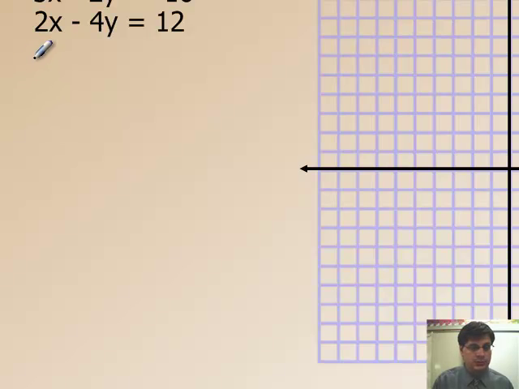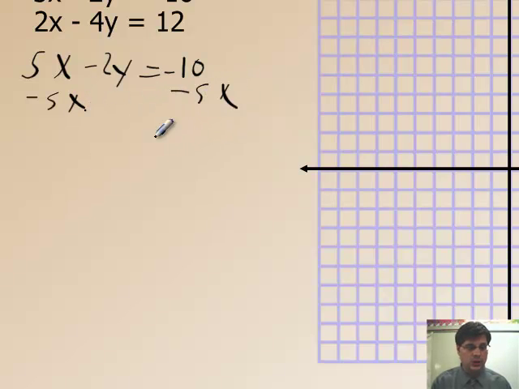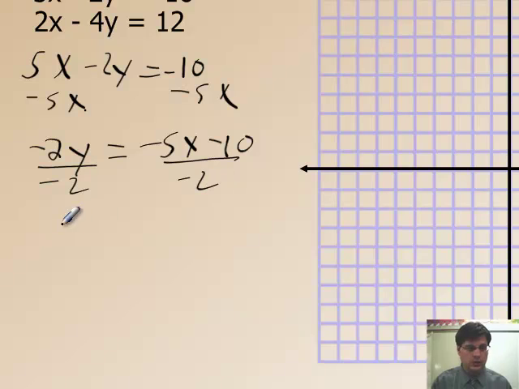So let me rewrite this. This is 5x minus 2y equals negative 10. So I'm going to solve for y. I'm going to subtract 5x on both sides. That leaves us with negative 2y equals negative 5x minus 10. And then we divide both sides by negative 2. So y is equal to, now the negative 2 divides both into the negative 5 and the negative 10, so we'll be left with positive 5 halves x plus 5.